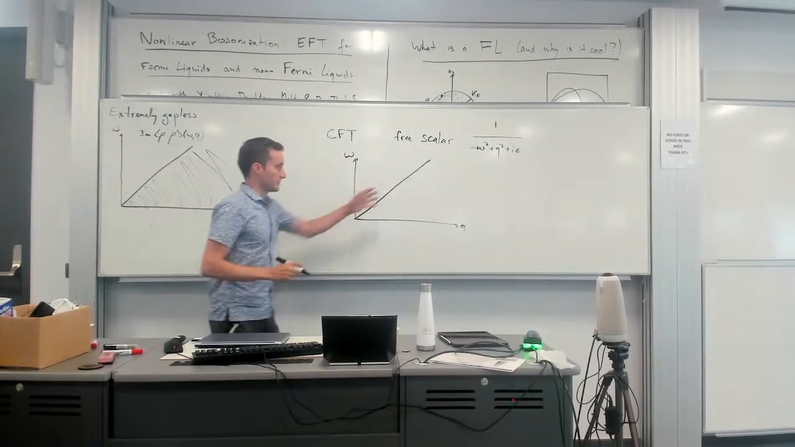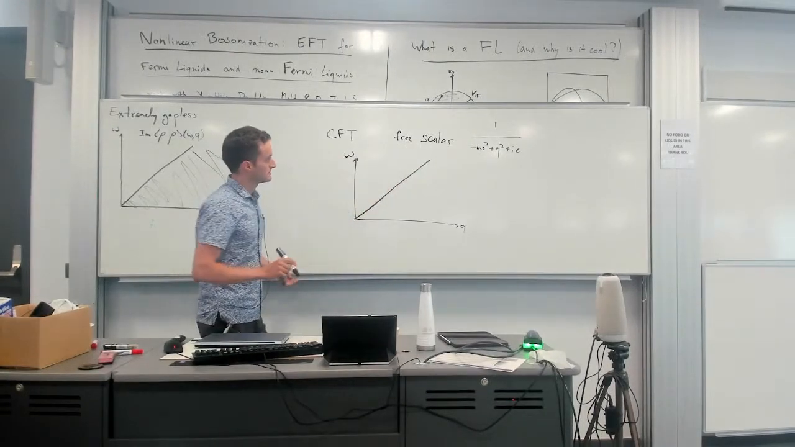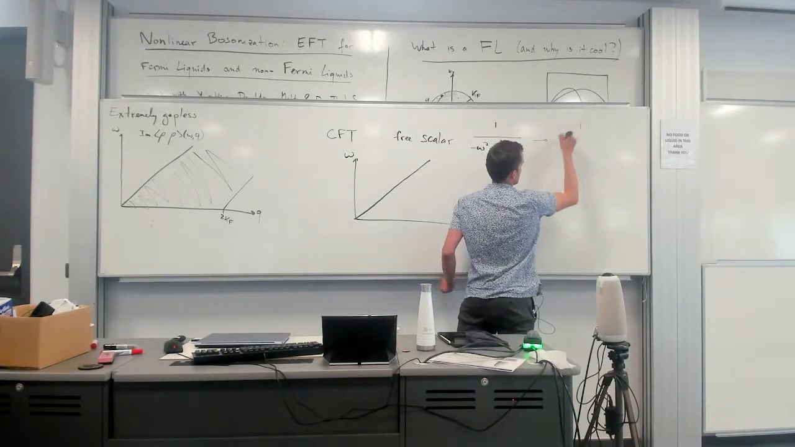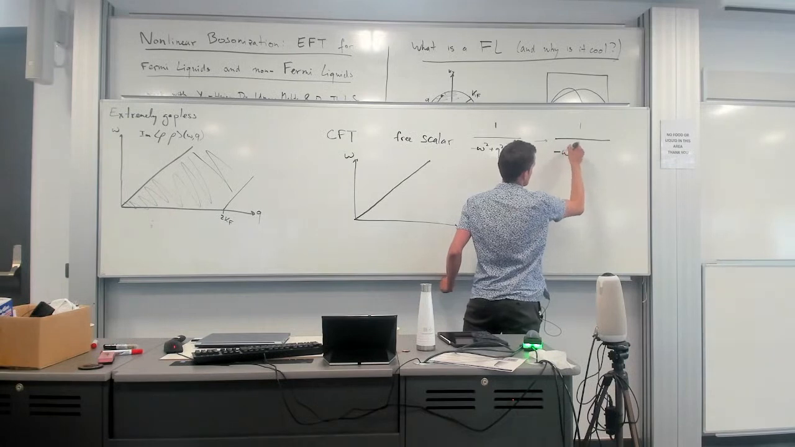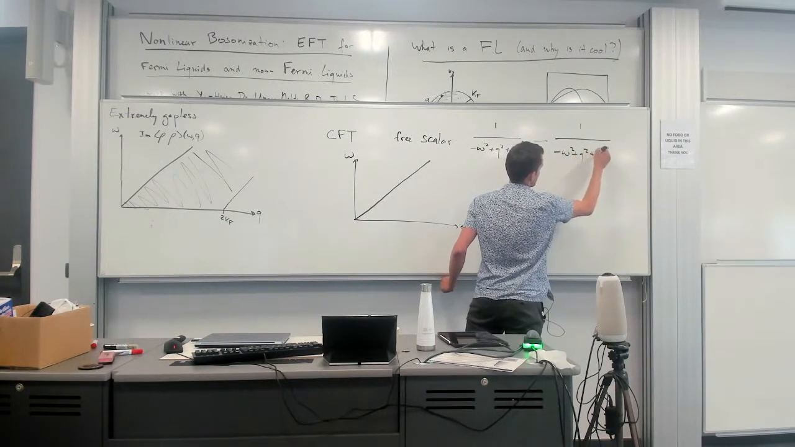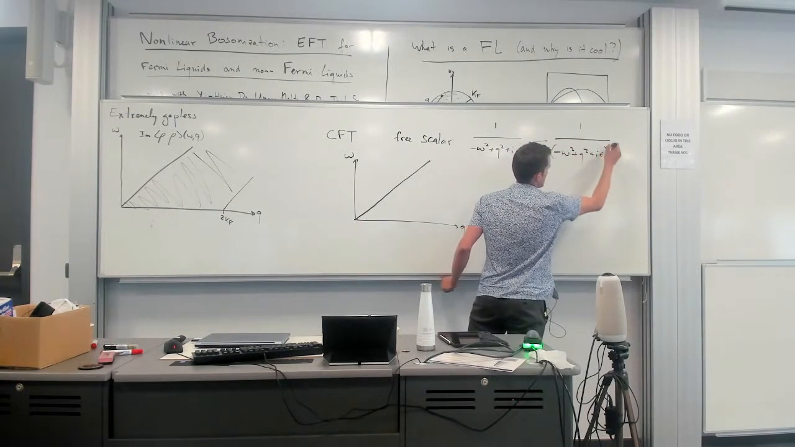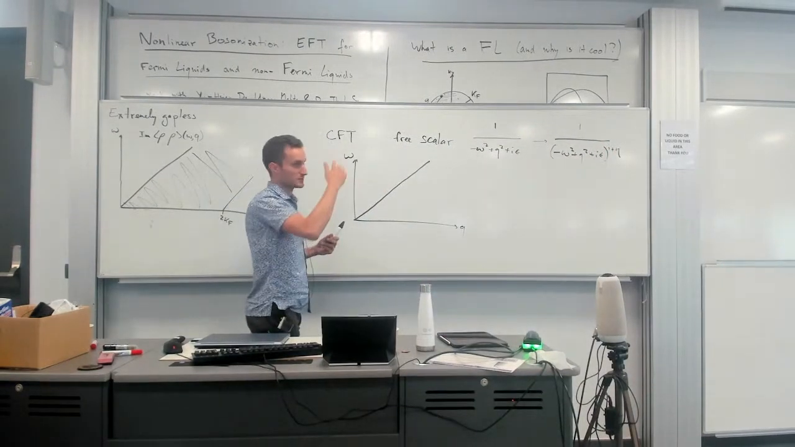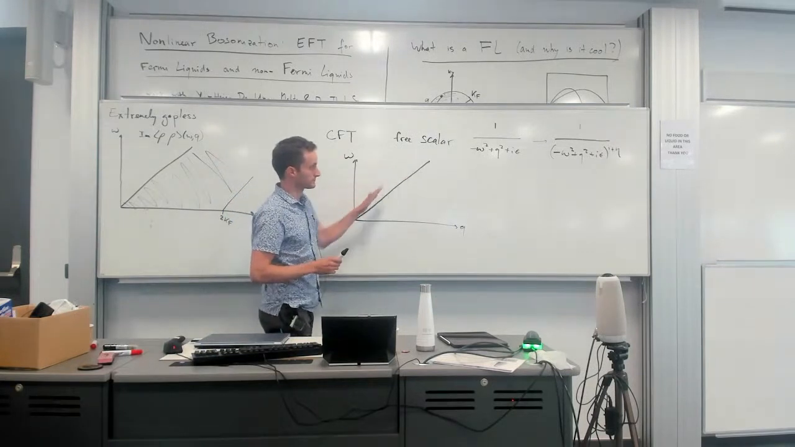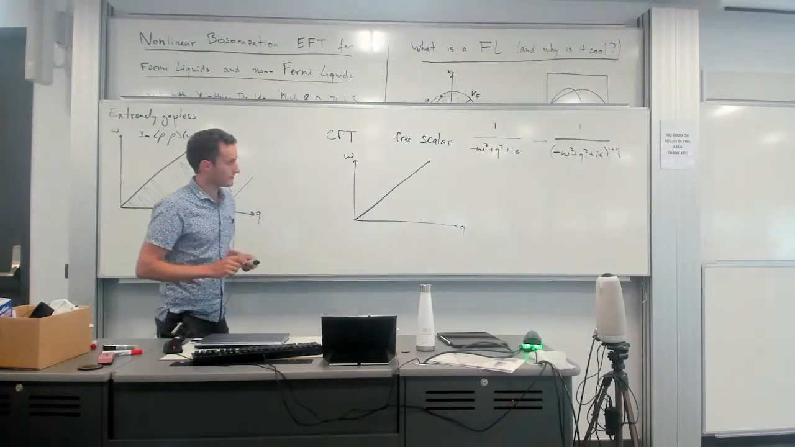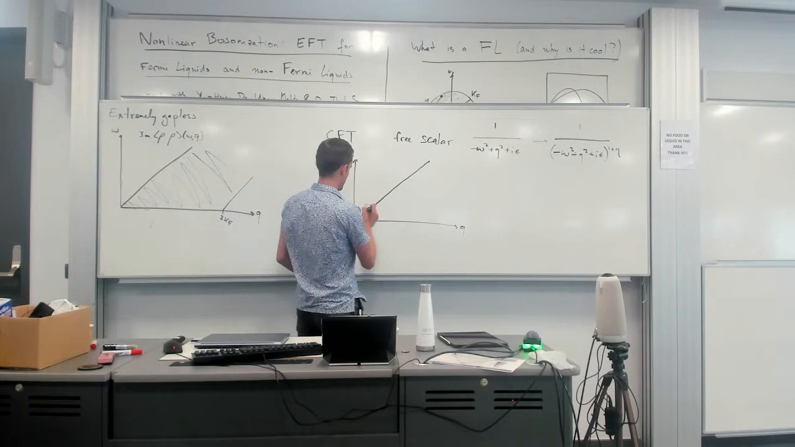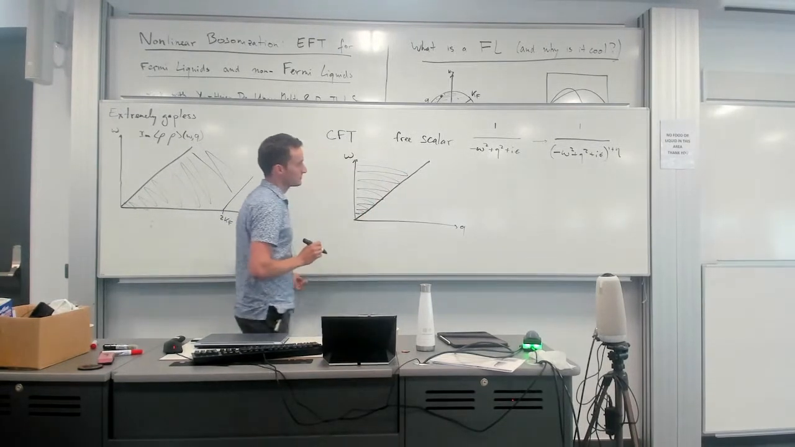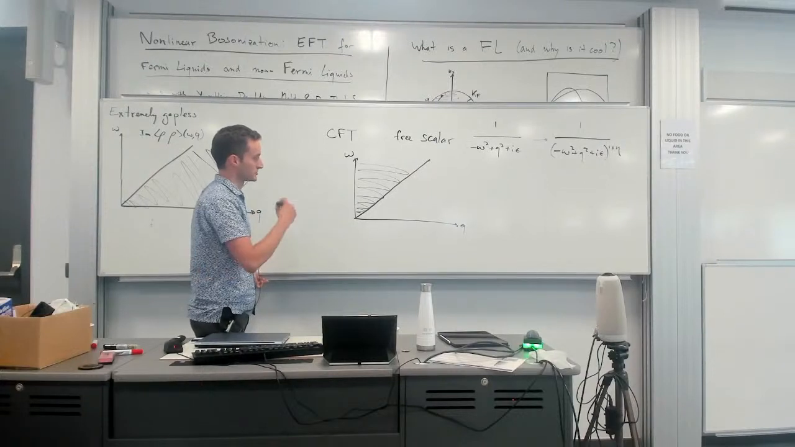Now we can try to make it more interesting by adding interactions. For example, if you have an interacting CFT, you'll often get anomalous dimensions, like this. And so now we have a whole branch cut with a branch point along the light cone. But the branch cut is over here. The branch cut is for frequencies larger than q.